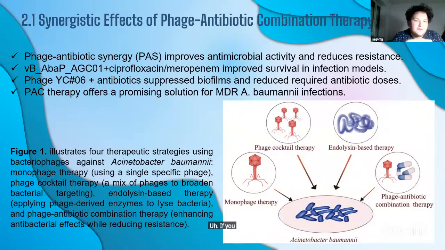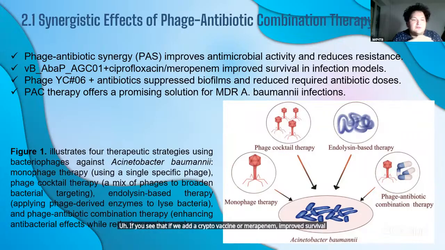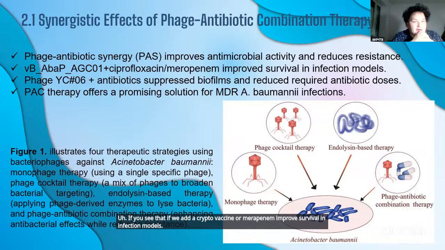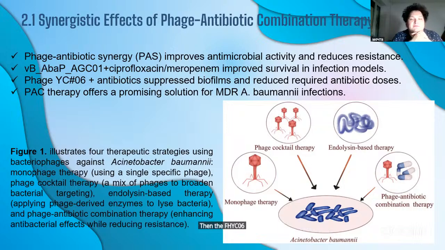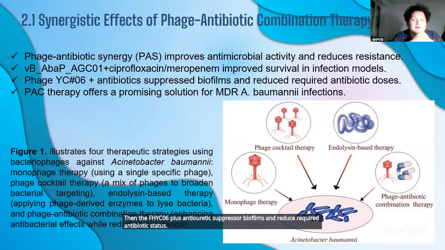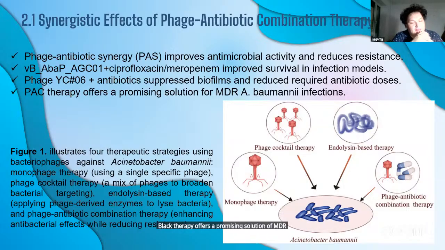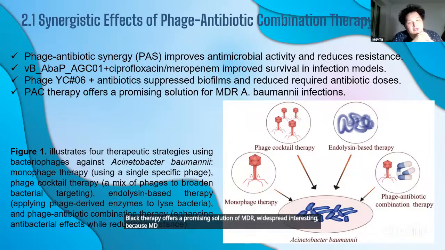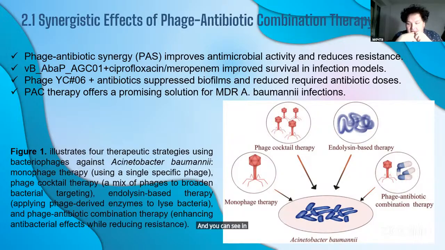You see that if we add ciprofloxacin or meropenem, survival in infection models improved, and the phage YC06 plus antibiotics suppress the biofilms and reduce the required antibiotic doses. PAC therapy offers a promising solution for MDR. Why is it very interesting? Because it is also a great tool for those who have multiple infections, not only the CRAB itself. And you can see in this diagram how many options we do have here.